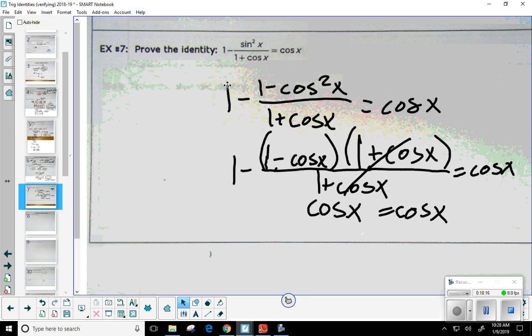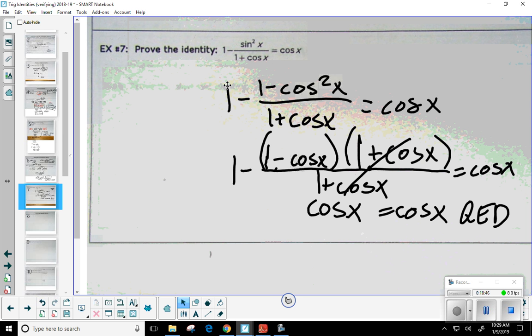Oh, forgetting one thing. QED. Oh, no, this won't be on the quiz. Remember, the equations are not on the quiz, just simplifying expressions. So I'm not looking for QED on the quiz. Okay, good job. Any questions?